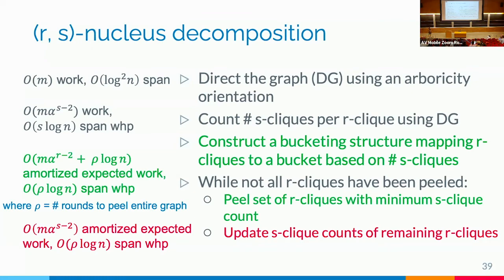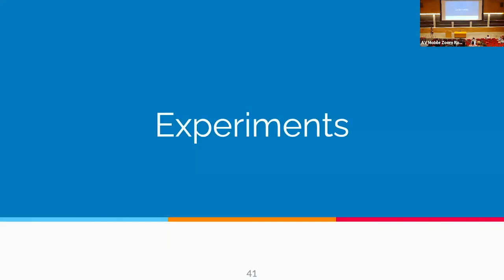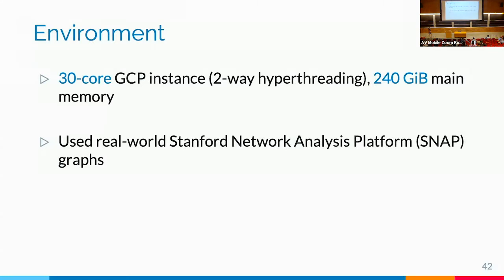Okay, cool. So I didn't have time to talk about fractal optimizations, but I'll just quickly mention that we implement a lot of fractal optimizations that give us up to a 5x speedup over our unoptimized parallel code, and also up to a 2.5x reduction in space usage over our unoptimized parallel code. And I'll also very quickly talk about the experiments. So we use a 30-core GCP instance with two-way hyperthreading and 240 gigs of main memory.